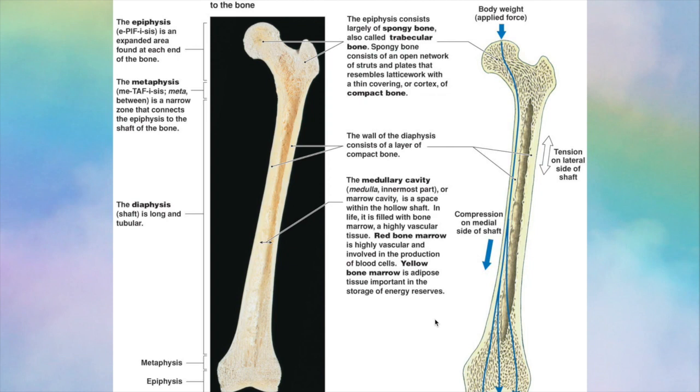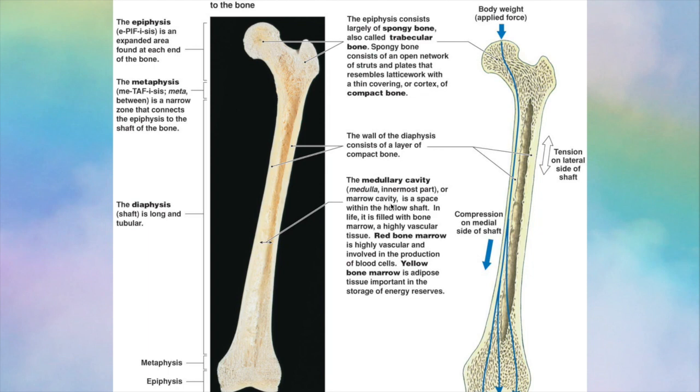Okay, long bones transmit forces along the shaft, and they have a rich blood supply. We're going to learn a little bit of long bone anatomy. First of all, the epiphysis is the expanded area at each end of the bone, and it consists mainly of spongy bone. So the epiphysis is the ends, and there's one at each end. E for epiphysis and E for end. Then the diaphysis, or shaft, is long and tubular, and it's made up of compact bone.